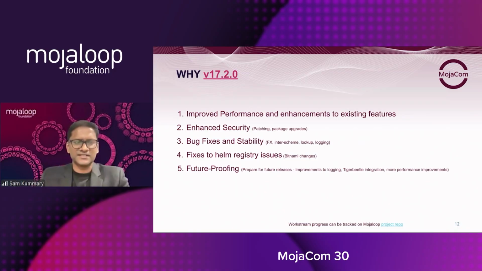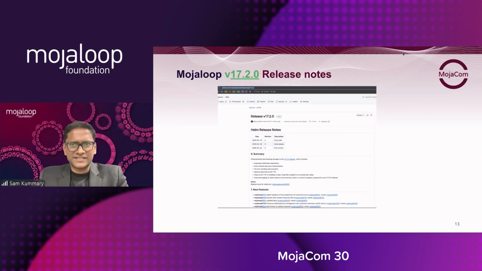Version 17.2.0 also prepares us for changes that are coming in the future. We know that there are changes coming to the logging framework. Tiger Beetle integration is coming, and we'll have more performance improvements. The performance white paper work stream is resuming, so we have fixes in the pipeline. I'll take a brief look at the release notes, and we'll go into the roadmap and then wrap it up.